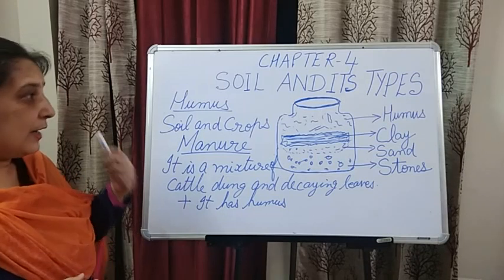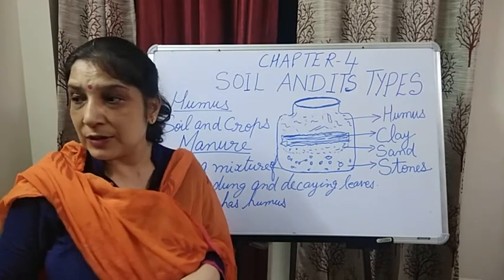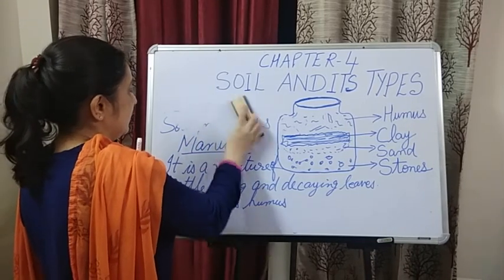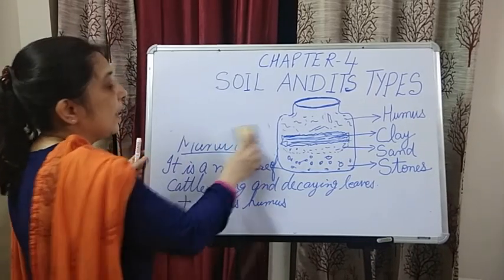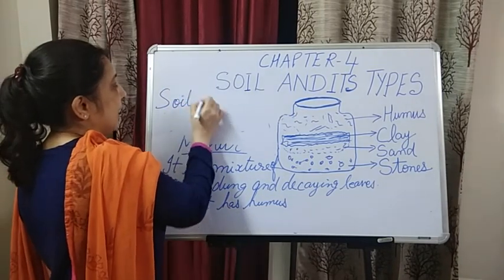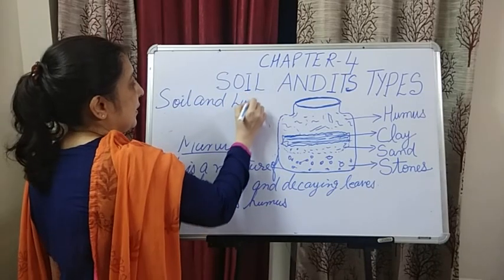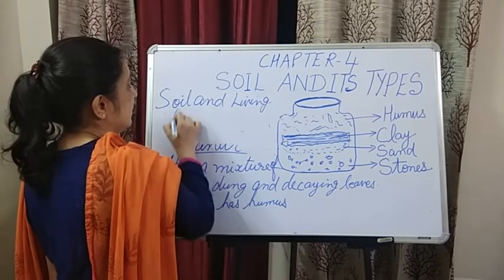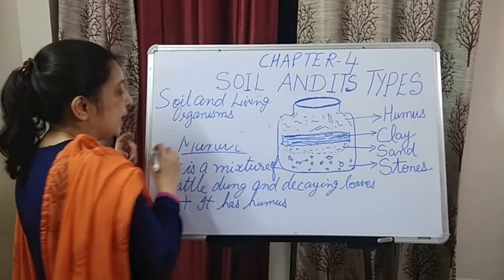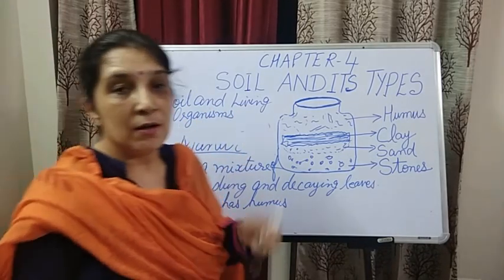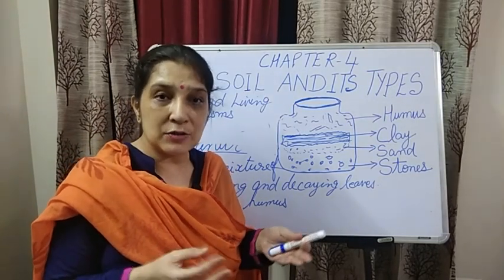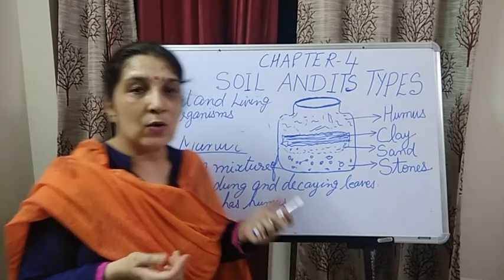Now the next topic which we are going to study in this chapter is soil and living organisms, right? I'll tell you what is the meaning of organisms, right? You know that you have seen insects, you have seen worms, right? So the small creatures, right, they are called organisms.